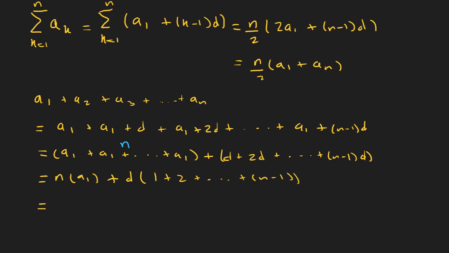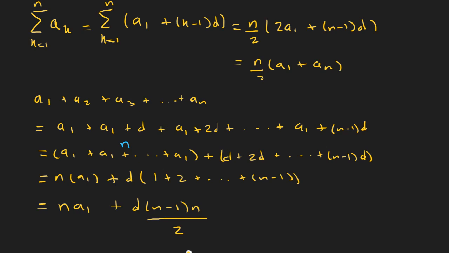Well, actually, specifically this is the summation of the first n minus 1 integers. So in actuality, that's going to be rewritten again as n times a1 plus d times, well, it's going to be n minus 1 divided by n, multiplied by n divided by 2.